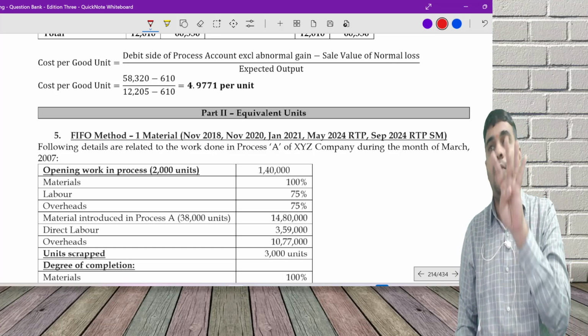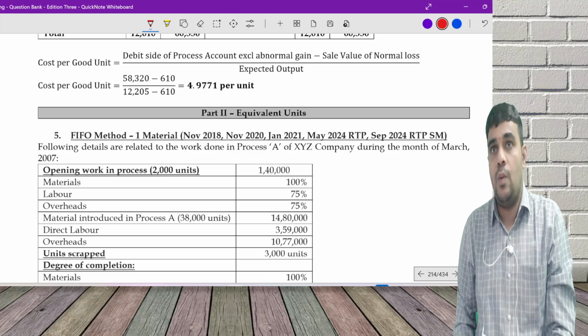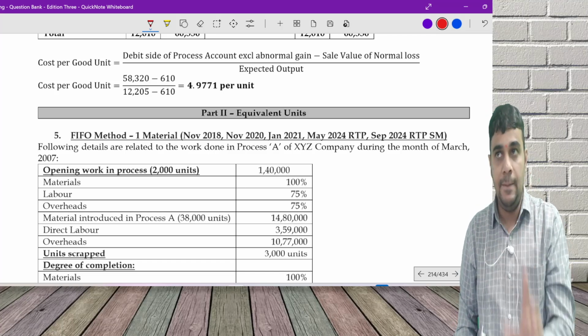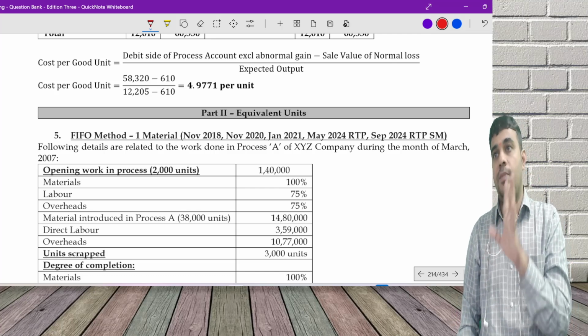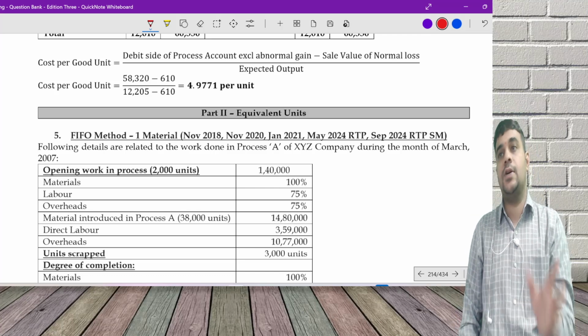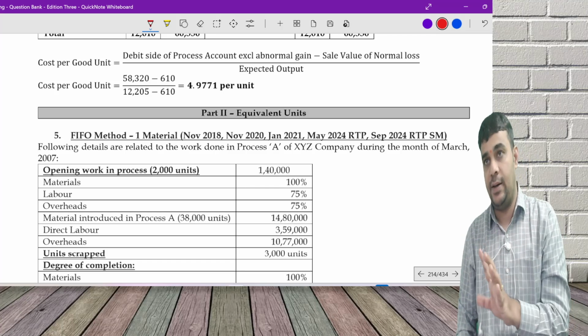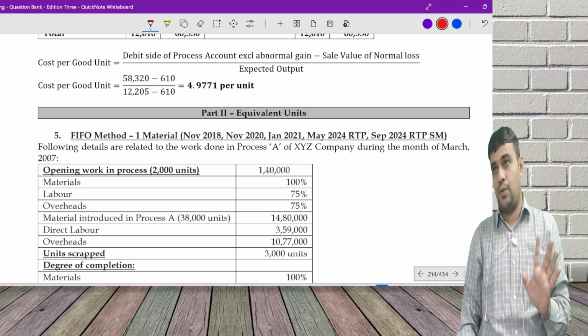We need to understand the 5 steps. There are totally 4 types of equivalent units questions. One is called FIFO method, 1 material. Then FIFO method, 2 material. The weighted average cost, 1 material. Weighted average cost, 2 material. So totally 4 variants of questions are there.